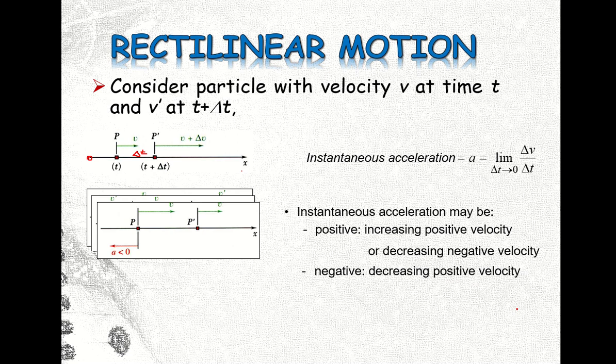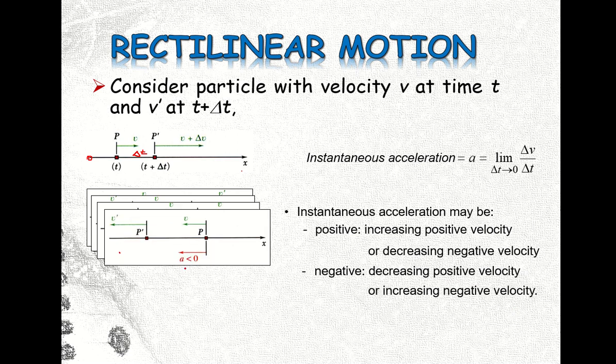Another scenario is something like this. Still, our acceleration is negative, and now the direction of our velocity is going to the left. Okay, going to the left. So again, this falls to this scenario, negative instantaneous acceleration, but this time increasing negative velocity. You see, the small arrow indicates slower, but the second arrow is longer, so it indicates faster, but going to the left. So negative acceleration with decreasing positive velocity, or increasing negative velocity.